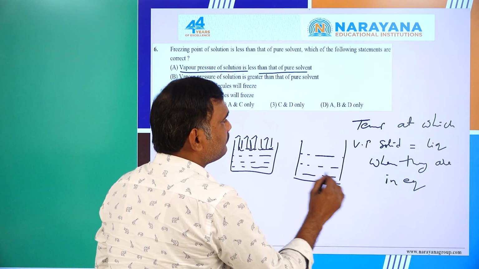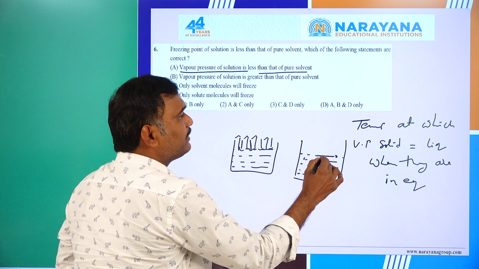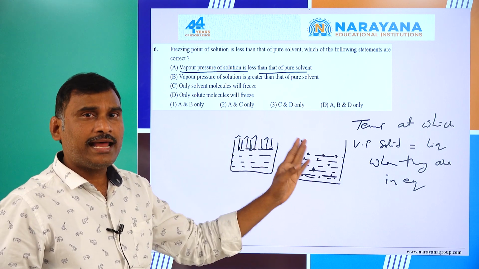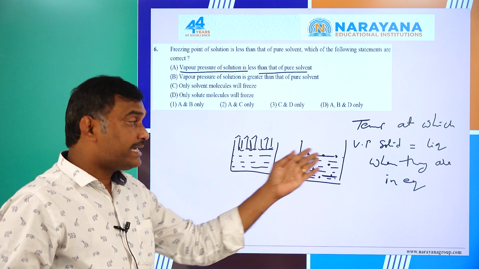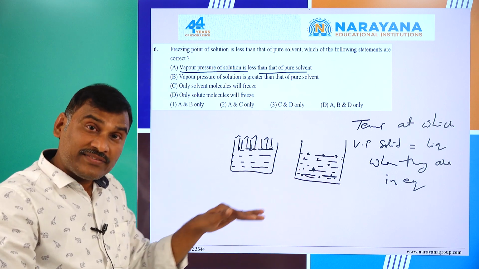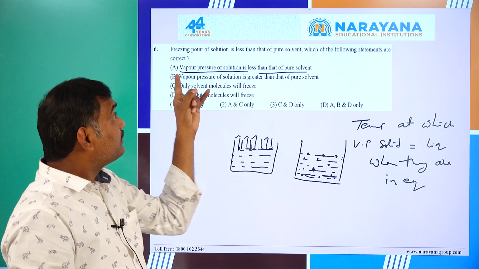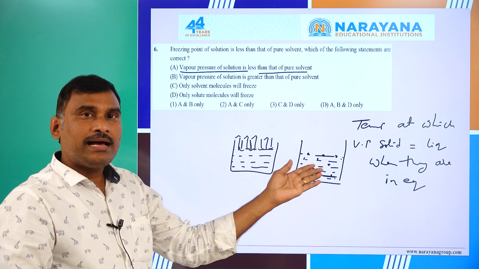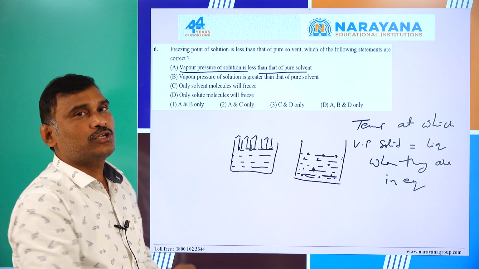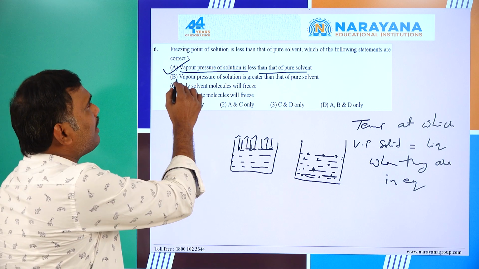Let us add some solute to it. Because of the addition of some solute, what happened? Some of the surface molecules are occupied by solute molecules, non-volatile solute. I am saying non-volatile solute. So as the number of solvent surface molecules decreases, vaporization decreases, and automatically the vapor pressure also decreases. Why is the vapor pressure of the solution less than that of the pure solvent? Because as the non-volatile solute is added, the number of surface molecules decreases, and automatically the vapor pressure decreases. That's why the given statement A, vapor pressure of the solution is less than that of the pure solvent, is a correct statement.